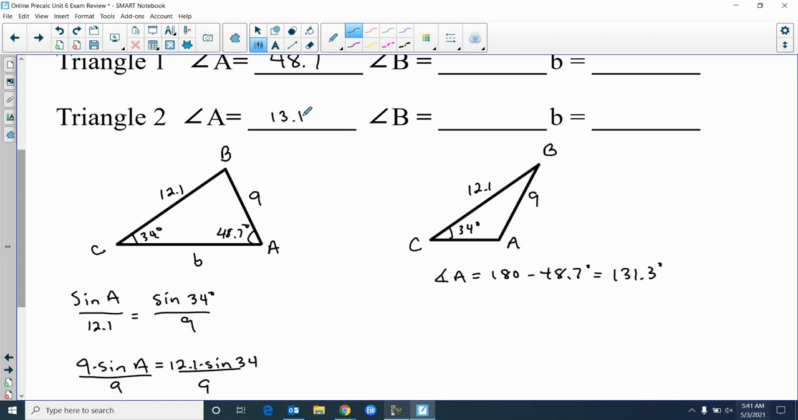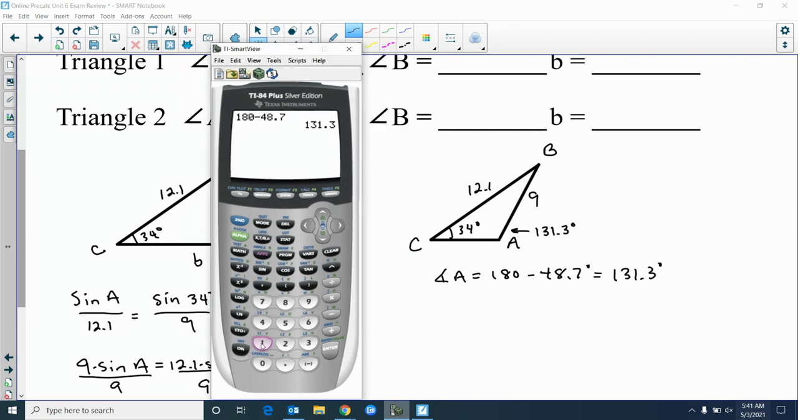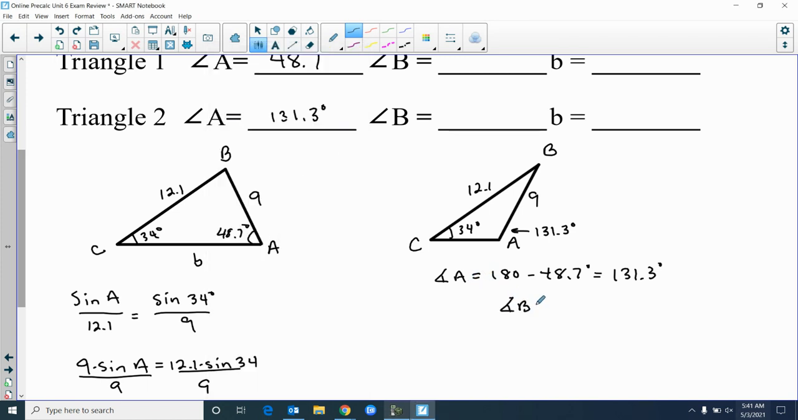To test whether you do have a second triangle, as long as the two angles that we now have are less than 180, I know I have a second triangle. If they're more than 180, I only have one triangle. So I'm just going to figure out angle B for both of them. Keeping with triangle 2, I got 180 minus 131.3 minus 34. And so that gives me 14.7. So angle B in the second triangle is 14.7 degrees.